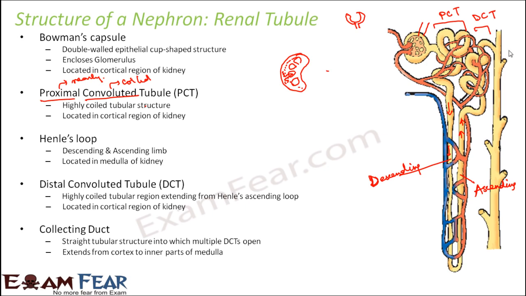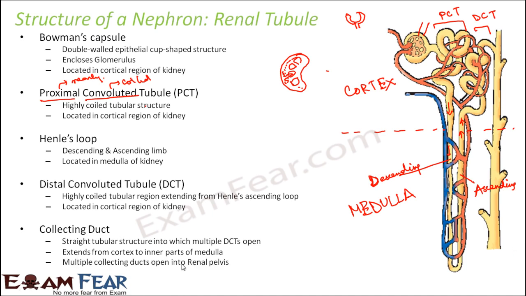This collecting duct will extend from the cortex to the inner parts of the medulla. So this entire upper portion is the cortex and the lower portion is the medulla. So this collecting duct extends from cortex to medulla. And where does the collecting duct go? The collecting ducts in turn open into the renal pelvis.